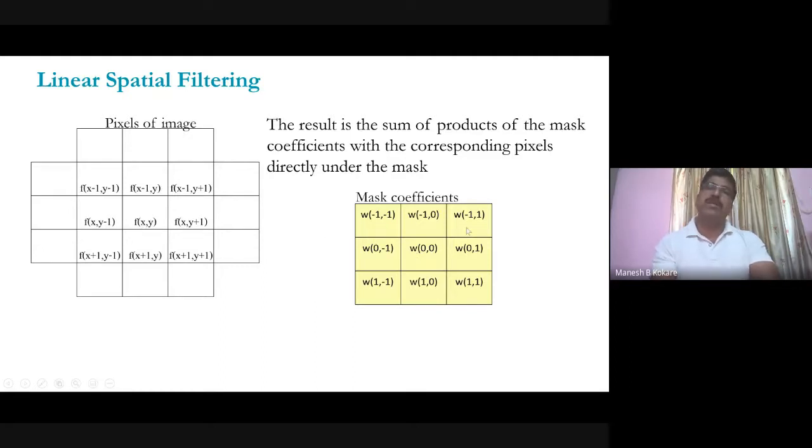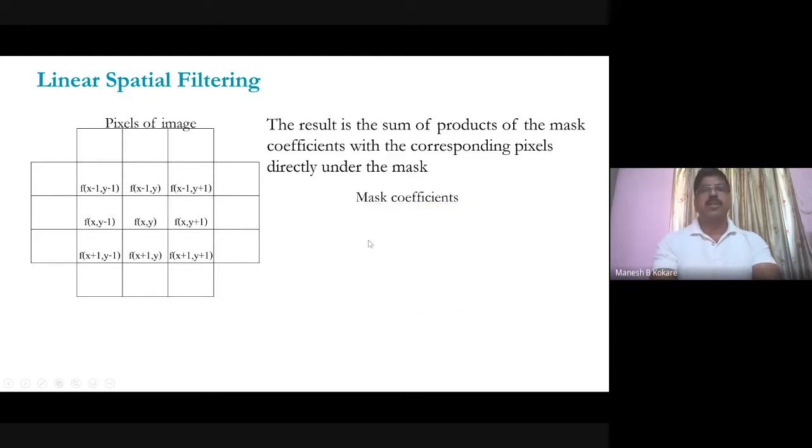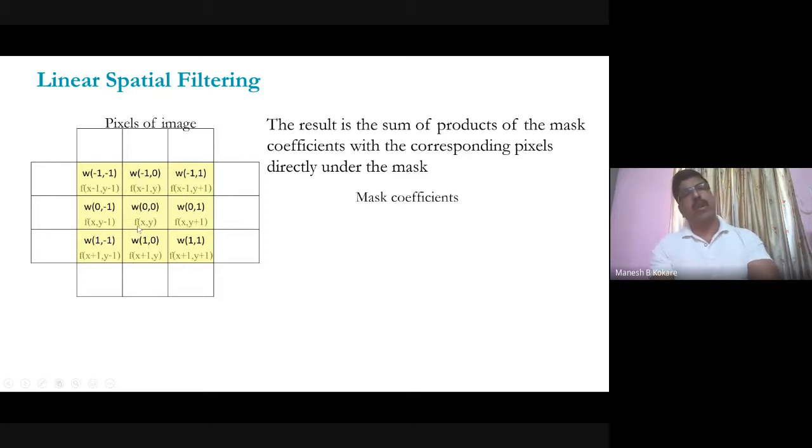Now when you are filtering this pixel, you have to keep the mask such that the center of the mask matches with x, y. When you match it, w(0,0) will be overlapped with f(x,y), then w(-1,-1) will be overlapped with f(x-1,y-1), and so on. In this way, the mask is kept when you are filtering the pixel f(x,y).